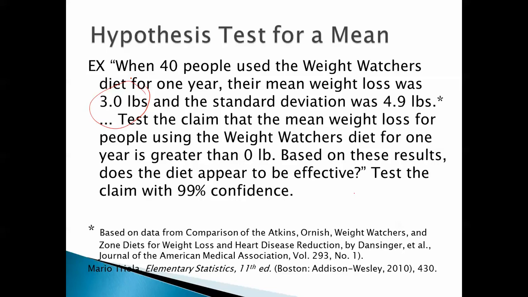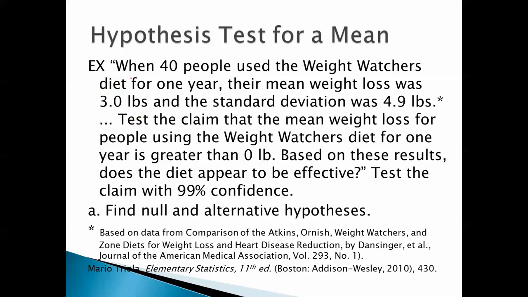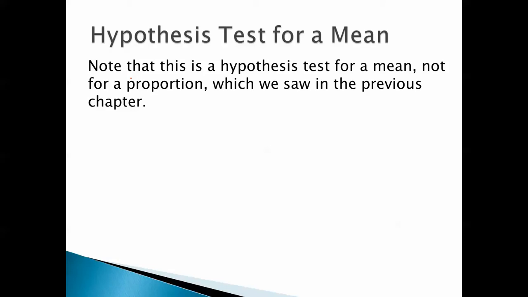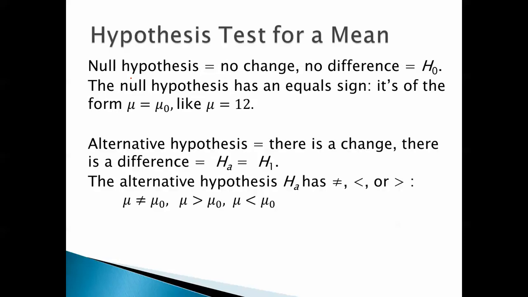Test the claim that the mean weight loss for people using the Weight Watchers diet for 1 year is greater than 0 pounds. Based on these results, does the diet appear to be effective? Test the claim with 99% confidence because we want to be really sure. Okay, let's find null and alternative hypotheses. Note that this is a hypothesis test for a mean, not for a proportion. We saw that in the previous chapter.